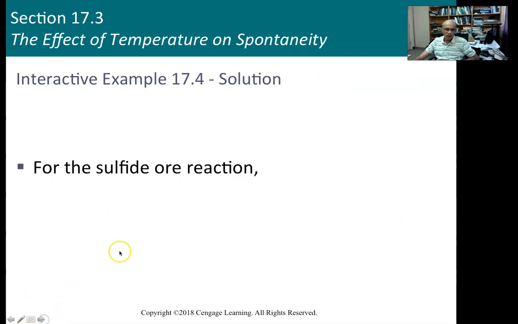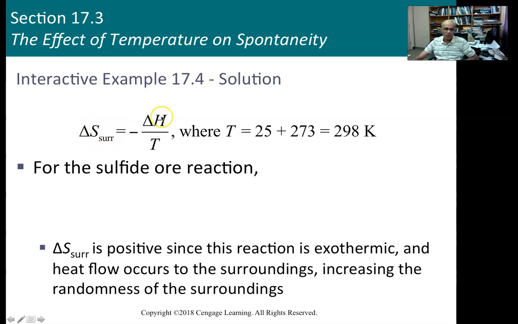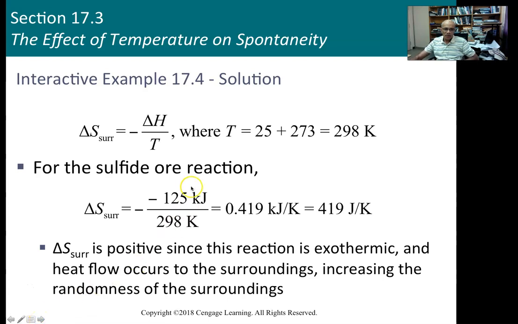So let's look at the first one, the sulfide ore reaction. Let's substitute in: the entropy change is equal to minus the enthalpy over temperature. Temperature must be in Kelvin. Let's do the substitution. This is minus 125 kilojoules over this. Notice I said before you should try to consider working in joules all the time, so the answer comes in kilojoules and that is converted to joules. What is the sign here? Because the enthalpy is negative, and there is a negative in the entropy equation, that will give you a positive number. So in other words, here the entropy change in the surrounding is positive.